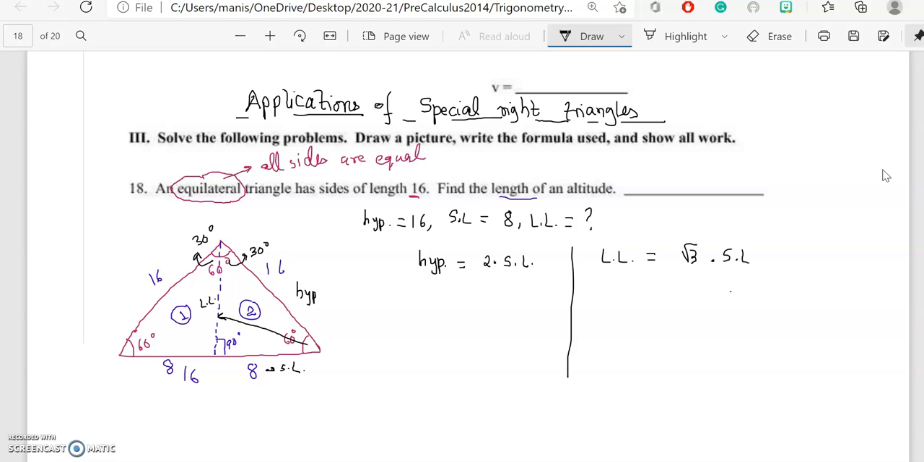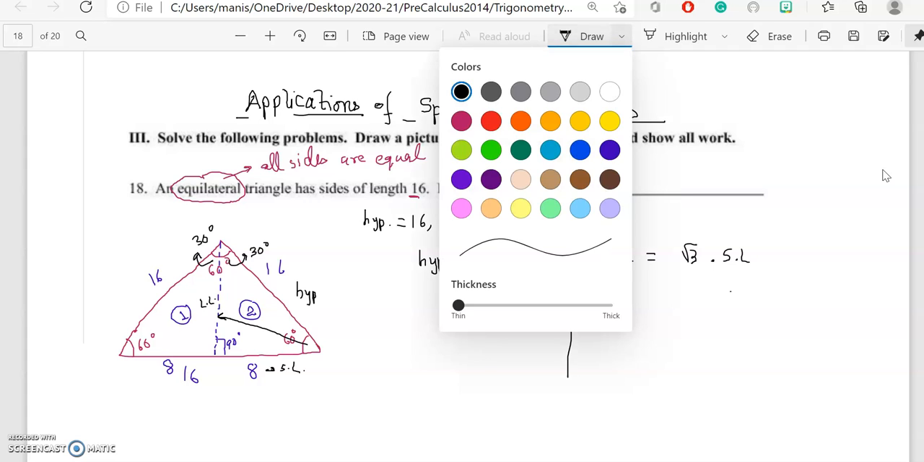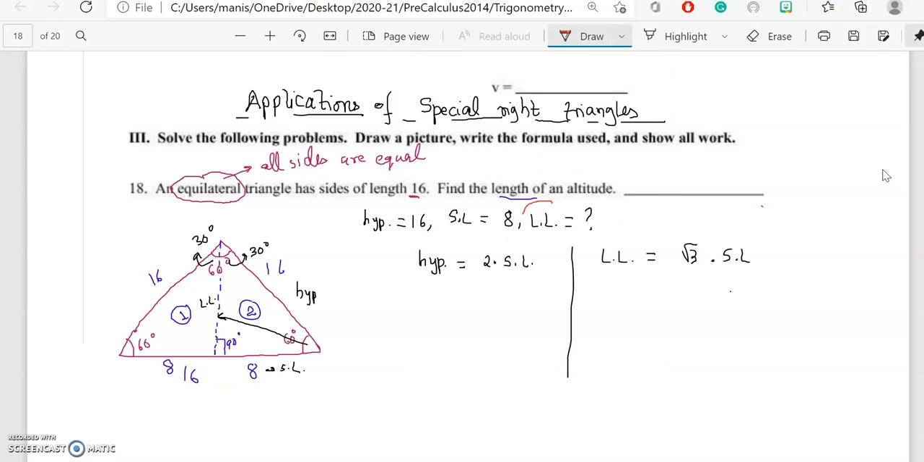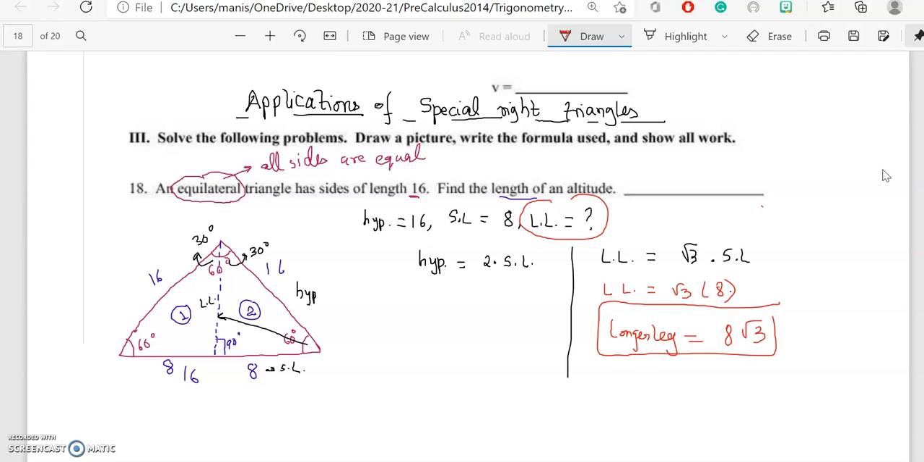Now as I look at my question again, I only have to find the long leg, and this formula does not use the long leg, so I will only use this part. I do not know my long leg, but I know my short leg. That's my 8. So my longer leg is equal to 8 radical 3, and that's my answer for this question.